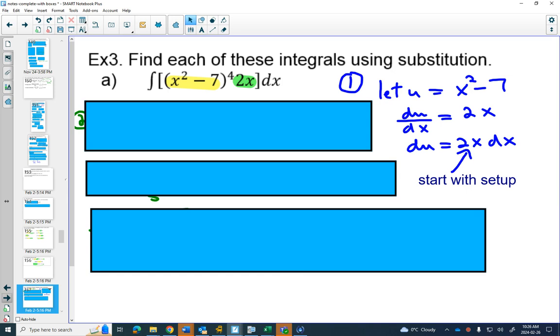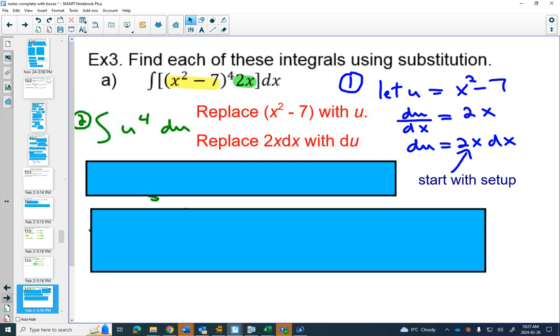Now we can substitute everything from our setup back into the original equation. We still have our integral sign. But instead of the x squared minus 7, I can write u to the exponent 4. And instead of the 2x dx, I can replace that with du. And we've taken a complicated looking integral and changed it into something really simple. U to the 4.